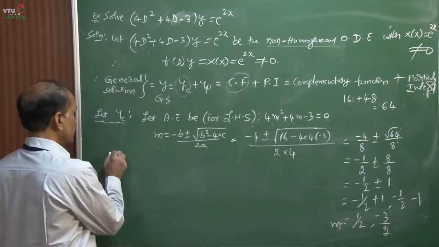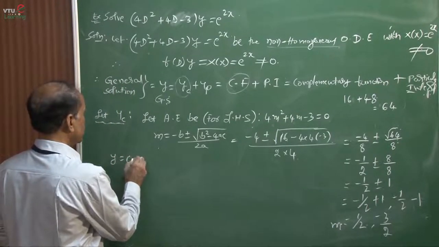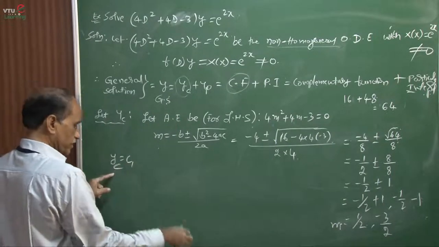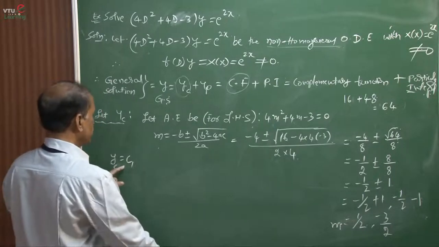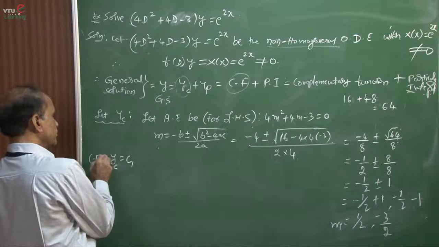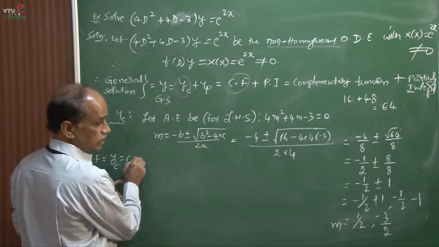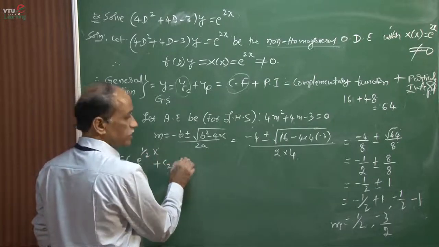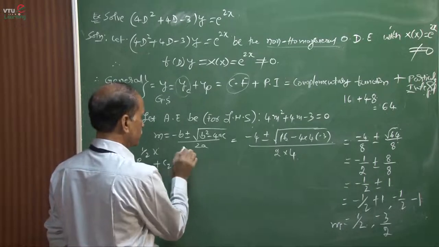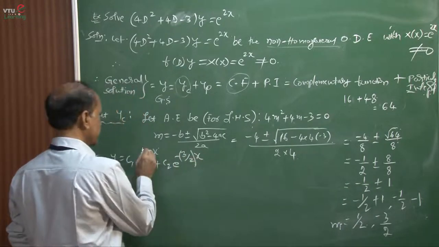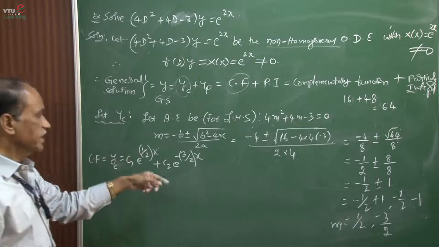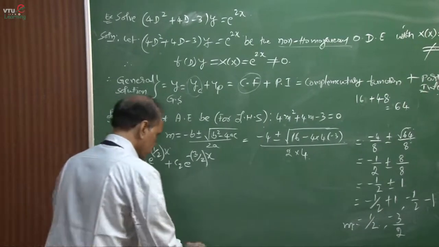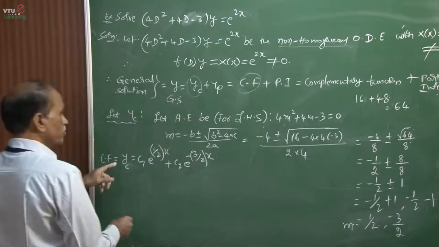What is that? Then you have to write y is equal to yc, because you are writing the complementary function. We call it complementary function, yc or CF, equal to c1 e to the power 1 by 2 x, plus c2 e to the power minus 3 by 2 x. Okay, this much is there, right? 1 by 2 x and minus 3 by 2 x is there. What you want to do now? That is the complementary function.